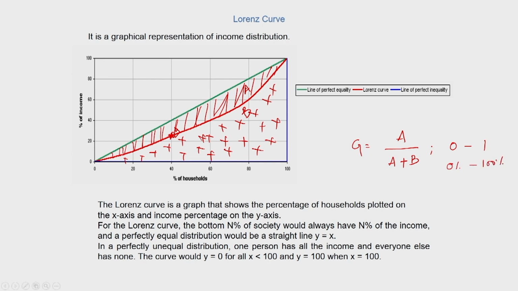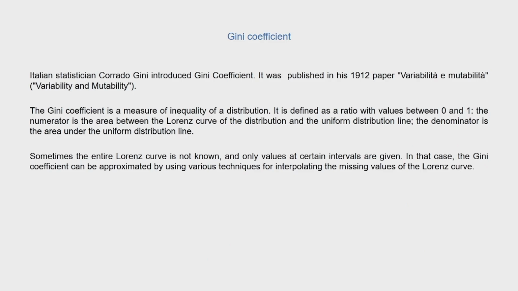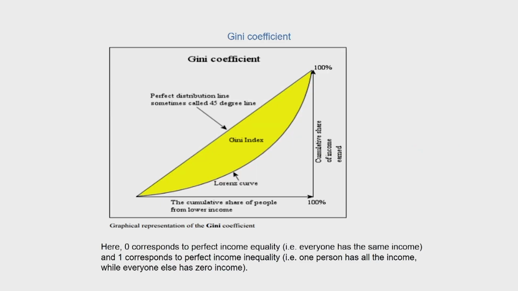So when the Gini coefficient is close to 0, we say that it is a more equal society, and when it is closer to 1 or closer to 100%, then we say that it is a more unequal society. So the higher the value of the Gini coefficient, the more inequality there is, and the lower the value of the Gini coefficient, the more equality there is. So this is how the Gini index shows.